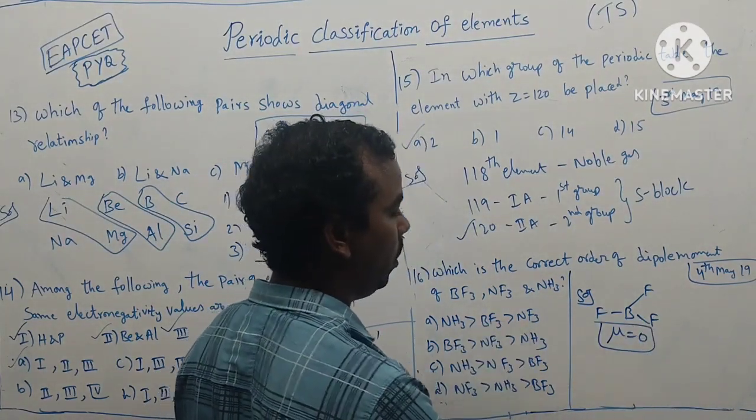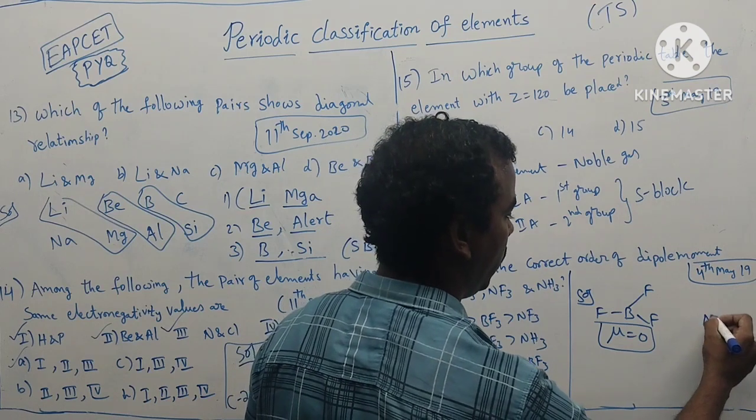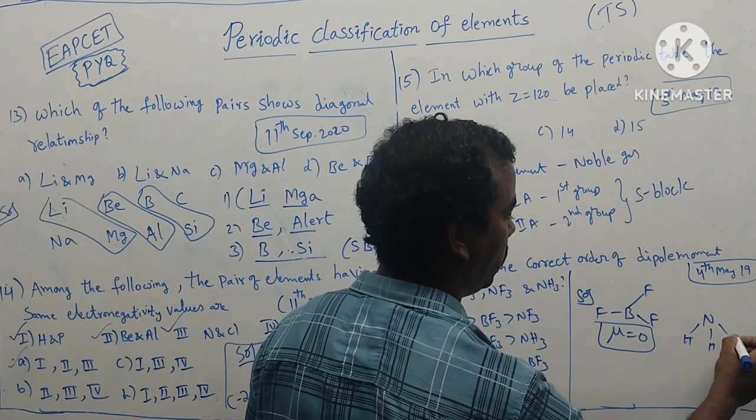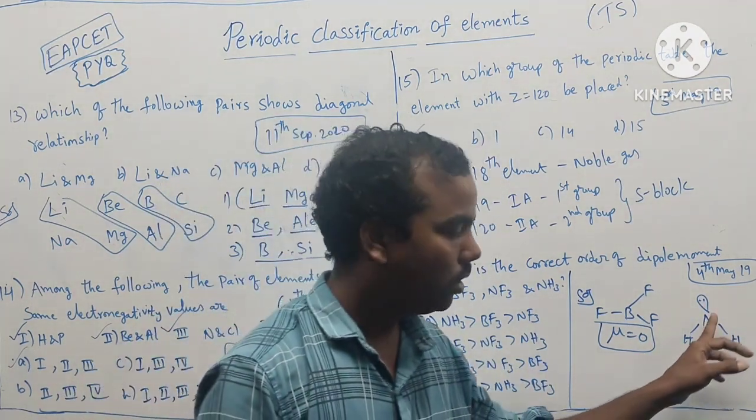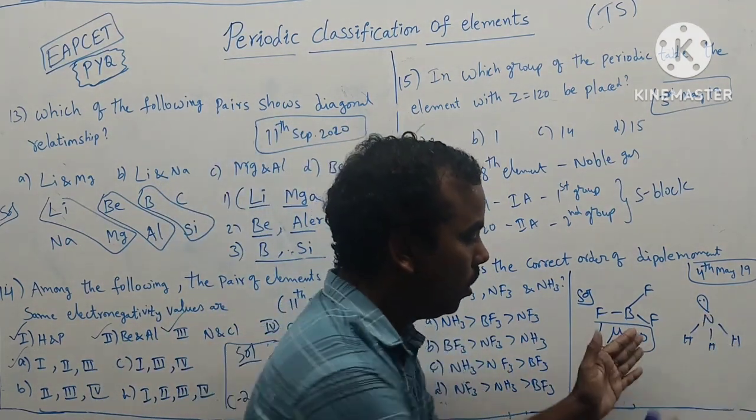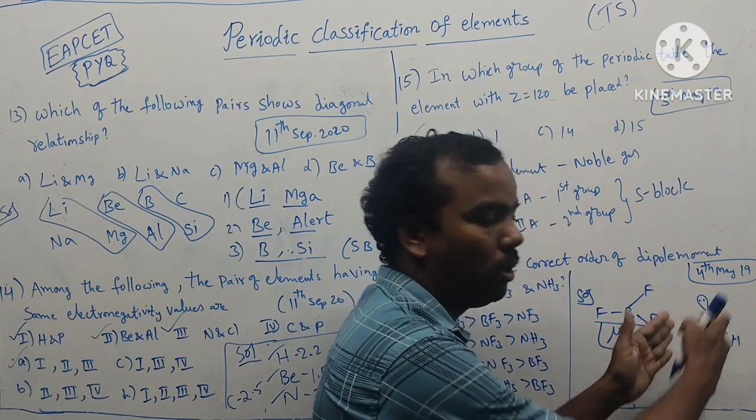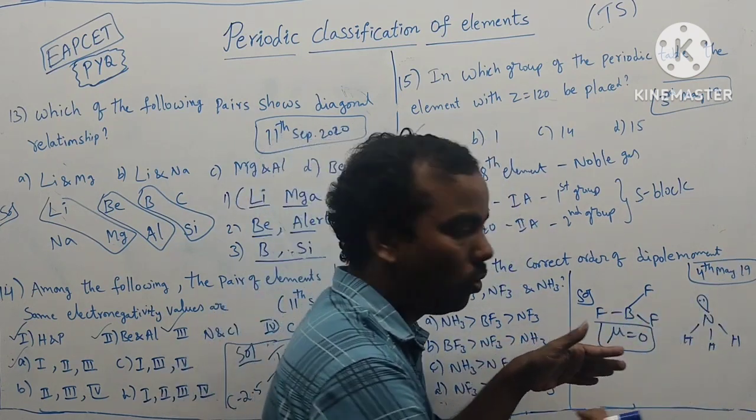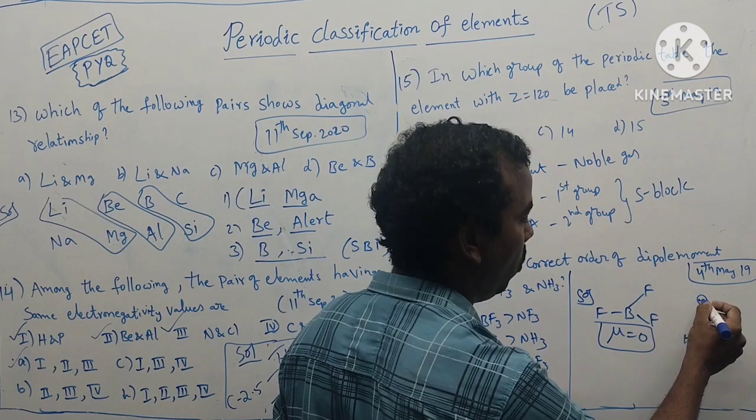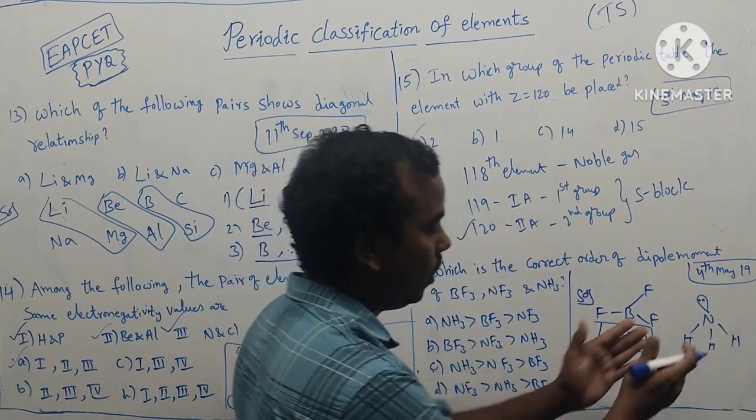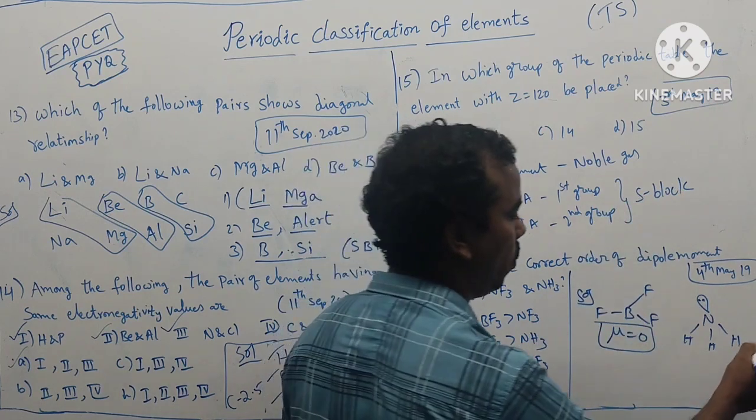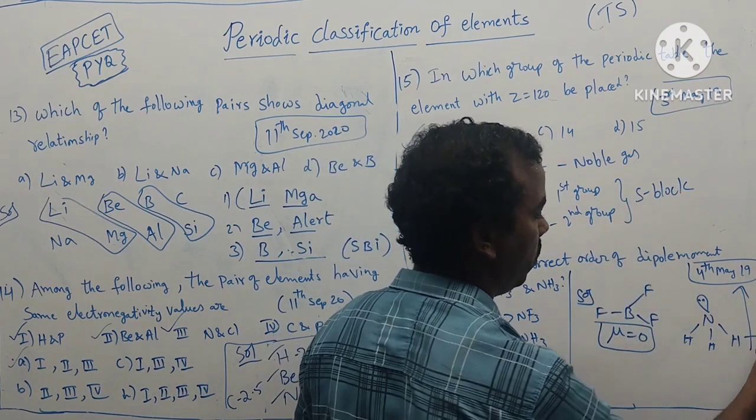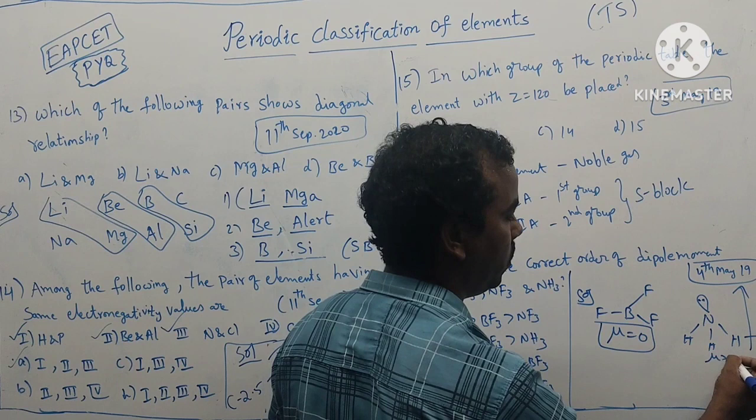Next, NH3 and NF3. Both are pyramidal in shape, but compared to hydrogen, nitrogen is more electronegative. So electrons are shifted towards the nitrogen atom, and the bond dipole is towards the nitrogen atom. Here a lone pair of electrons is present, and its dipole moment is also towards the lone pair. So the total dipole moment is in the upward direction. So the dipole moment is more, mu greater than 0.